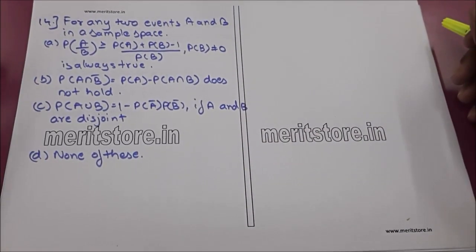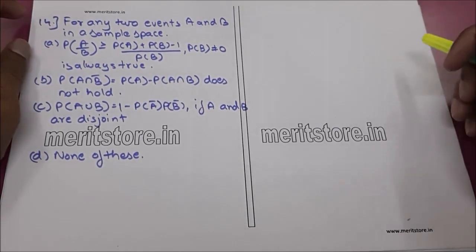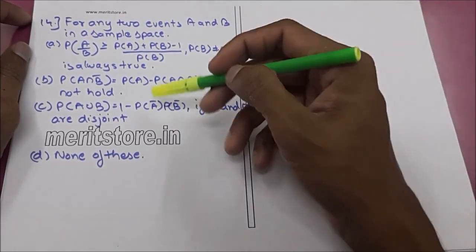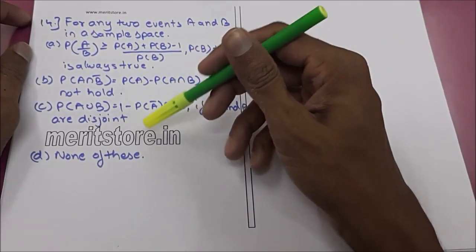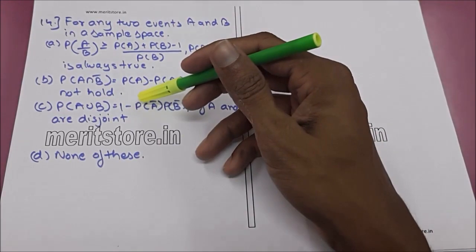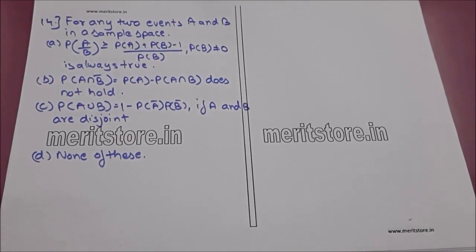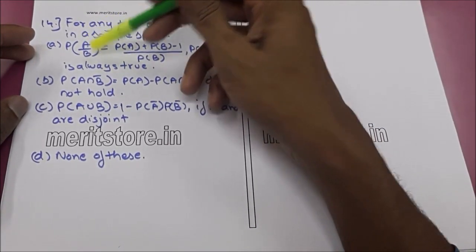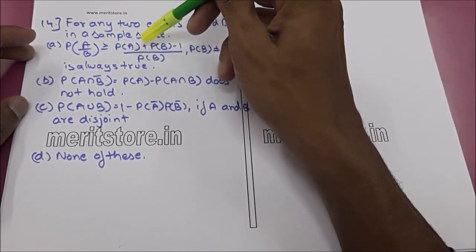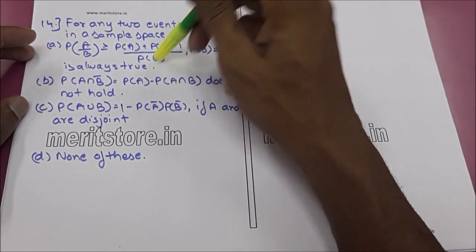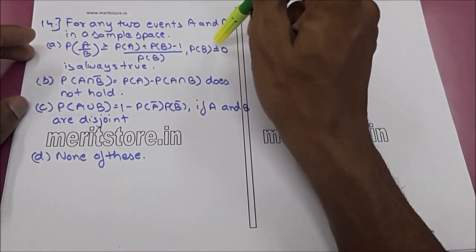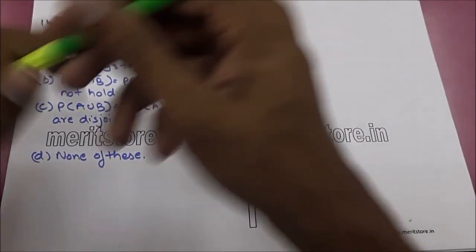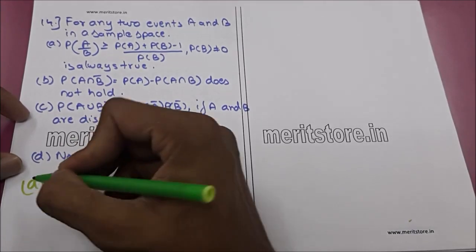Question 14. For any two events A and B in a sample space, we have four options. We are going to solve for every option. If we see option A, probability of A upon B greater than or equal to P of A plus P of B minus 1 upon P of B, where P of B is not equal to 0, is always true. So we solve for A.